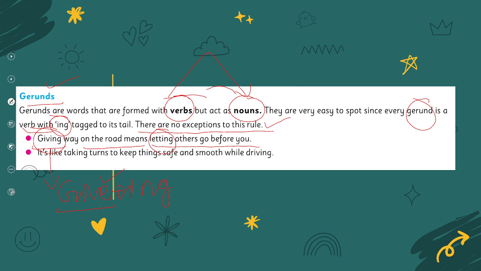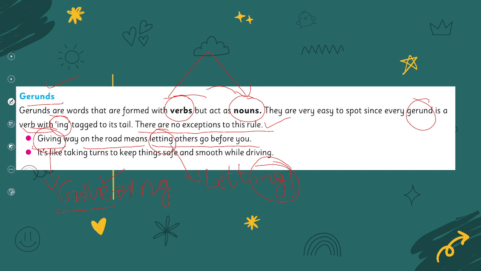So giving, taking, all these are nouns. So we will take them as subjects and as nouns. Same goes with the word letting. Let is a verb, but if you add ting with it, then it will become a noun. So giving, it means it's a noun. Giving way on the road means letting others go before you.